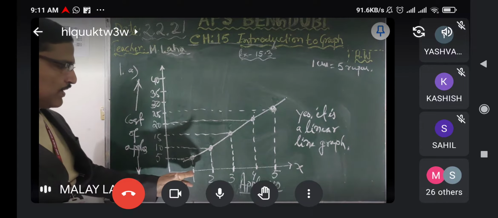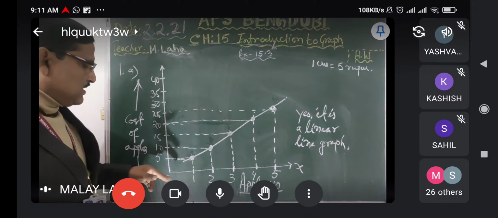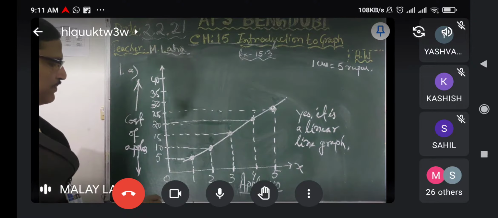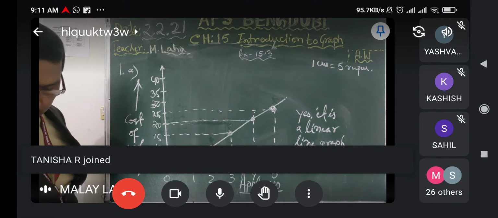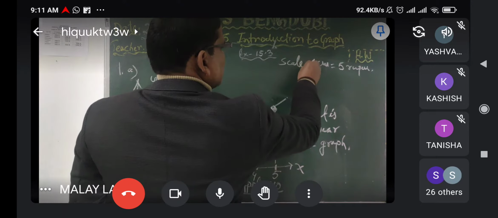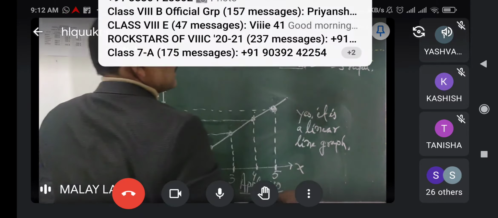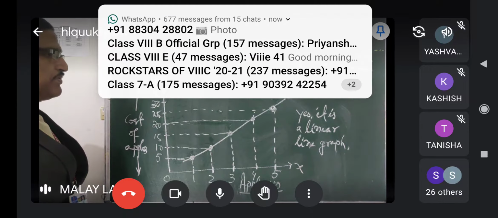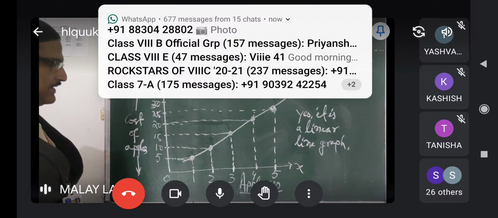You take equal 1 centimeter or 2 centimeter, 3 centimeter, here also 1 centimeter, and you have to maintain it. It depends on the textbook. So they are taking the table of 5. That's why I have written 1 centimeter equals the scale of graph. 1 centimeter is equal to 5 rupees. Clear? This is the scale of graph.